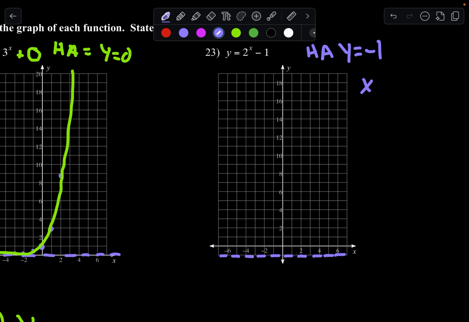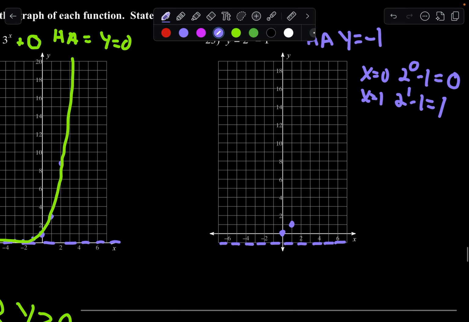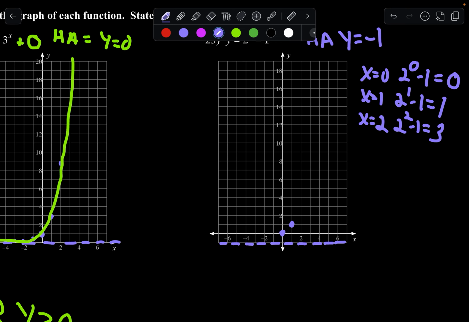When x equals 0, you have 2 to the 0 minus 1, which is 0, because 2 to the 0 is 1. And 1 minus 1 is 0. So when x is 0, we're right there. When x is 1, that's 2 to the first minus 1, and that's 1. So when x is 1, we're at 1 for y. When x is 2, that's 2 squared minus 1, and that's 3, because 2 squared is 4. So 2, we're at 1, 2, 3.